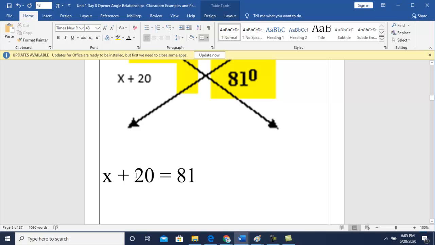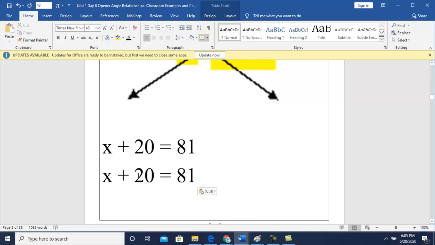I need to get rid of that plus 20. I want to get x by itself. Anytime we're solving an equation like this, we're doing the order of operations in reverse. To get x by itself, I need to take the opposite of a plus 20, which is a negative 20. So I'm going to add a negative 20 to both sides of the equation.